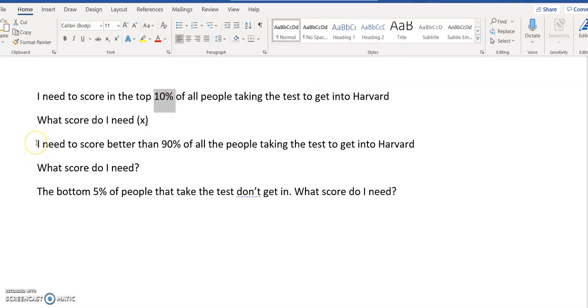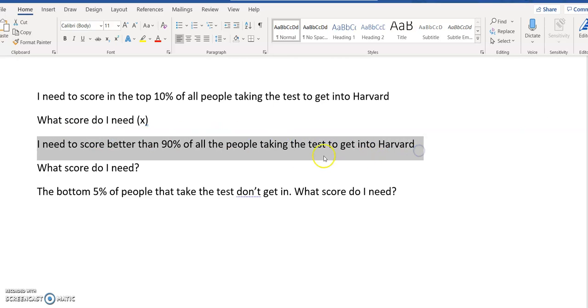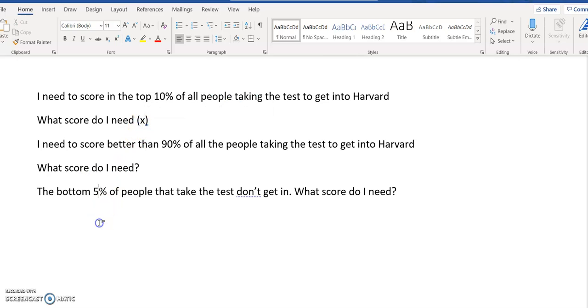Here is the same exact question, just worded differently. This question and this question are the same exact question, just worded differently. I need to score better than 90% of all the people taking the test. Okay, watch these two again. I need to score in the top 10% of people taking the test to get into Harvard. I need to score better than 90% of all the people taking the test to get into Harvard. What score do I need? What is that X value? They're saying the same exact thing.